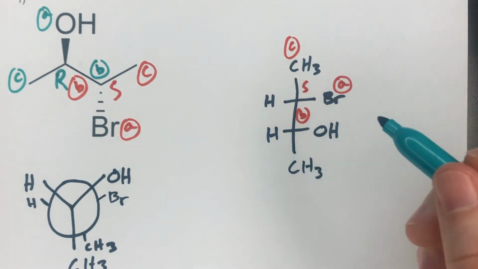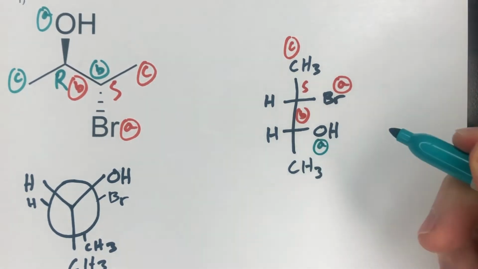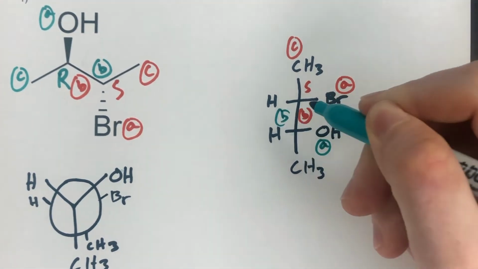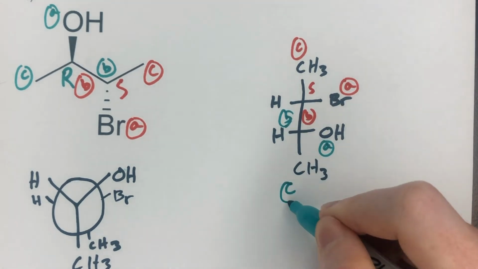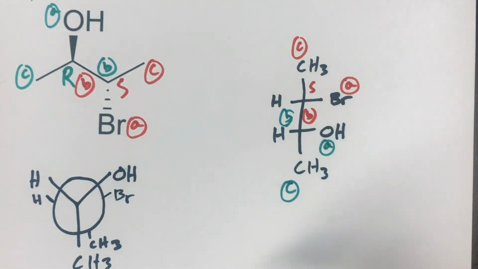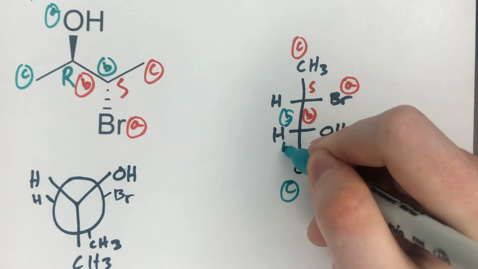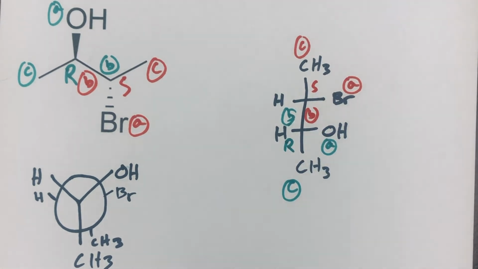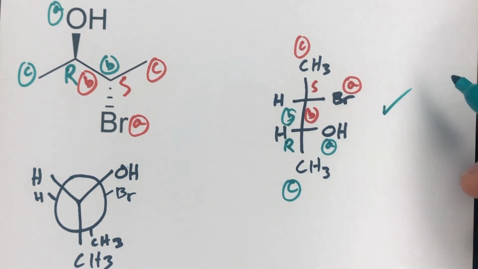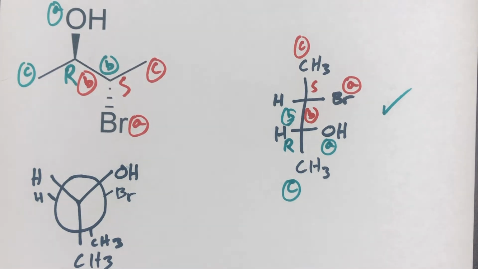And then let's look at the other one. This is the highest priority, the OH. Then the carbon bound to the bromine is B, and then the methyl group is C. And this looks like S. The hydrogen is on the horizontal, so it is actually R, and this perfectly checks out. So this is a correct Fischer representation for this skeletal structure.